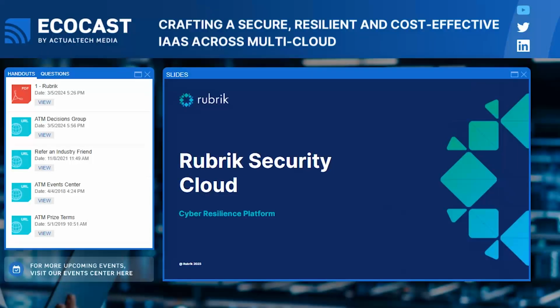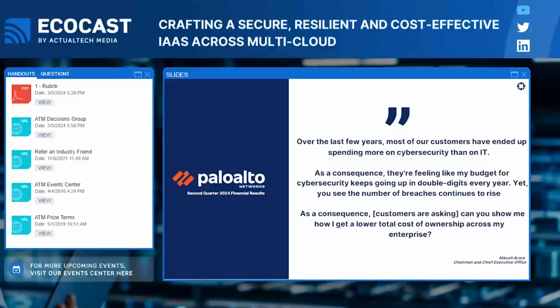And I think the most succinct, simple viewpoint of this actually comes from Palo Alto, from their CEO, Nikesh. This is from their last quarterly report, where he was talking about the Palo Alto customer base and viewing how they're spending their budgets from an IT infrastructure perspective, from a security perspective.